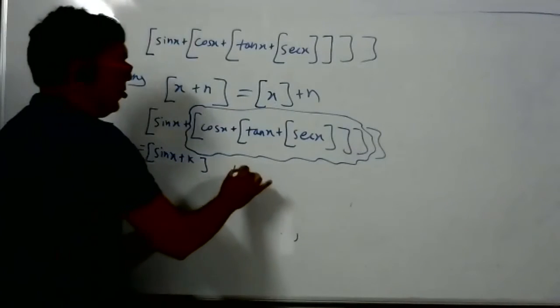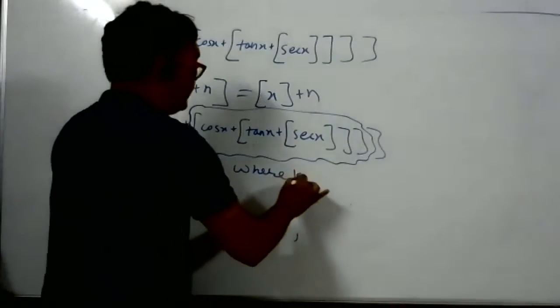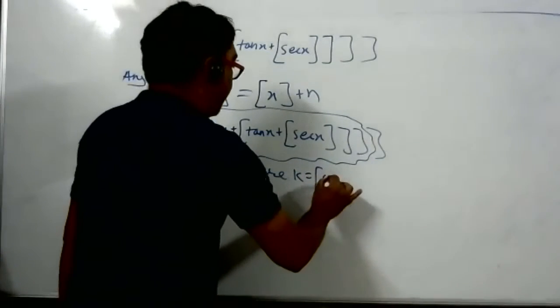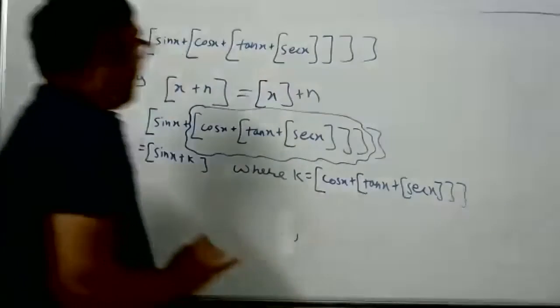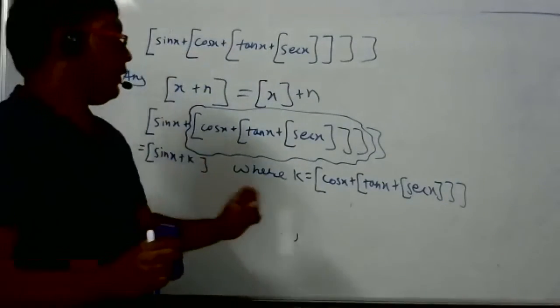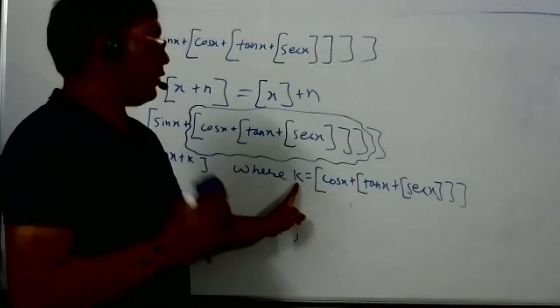So where k is that concept, that term, bracket cos x plus bracket tan x plus bracket secant x, and again bracket. This is k. But the concept is k is an integer. That you have to understand.